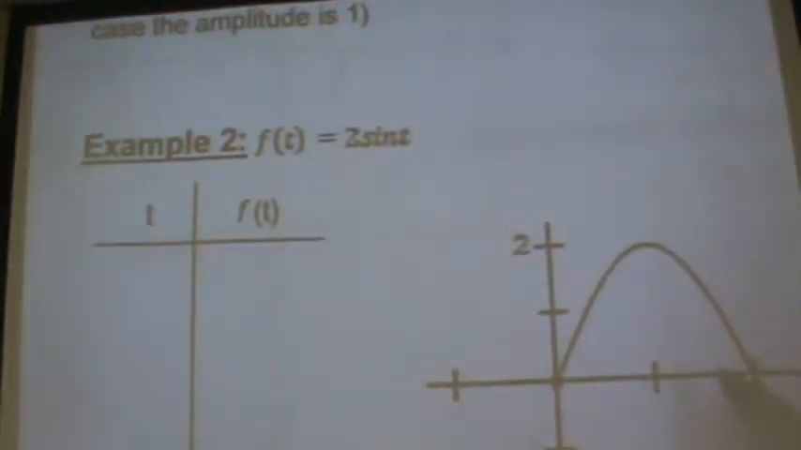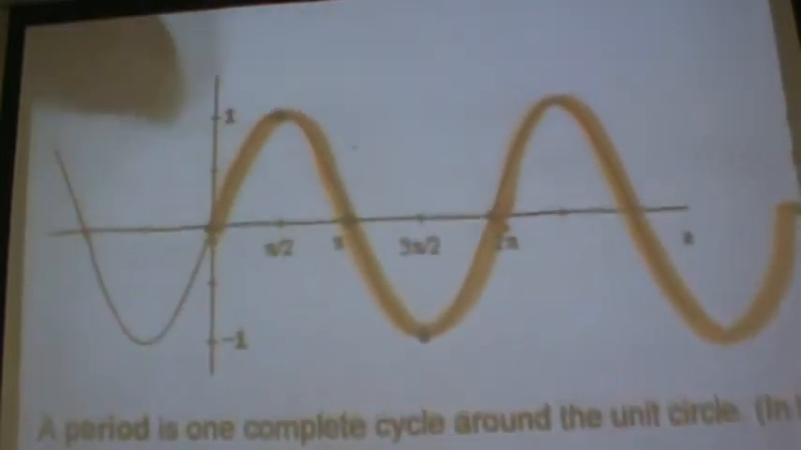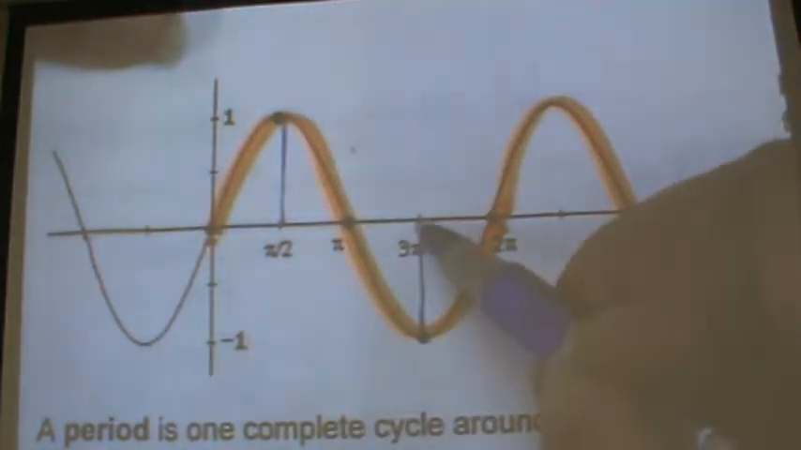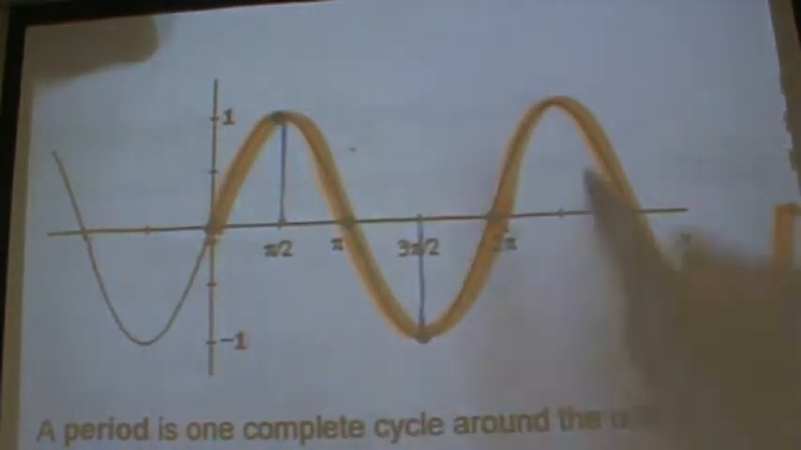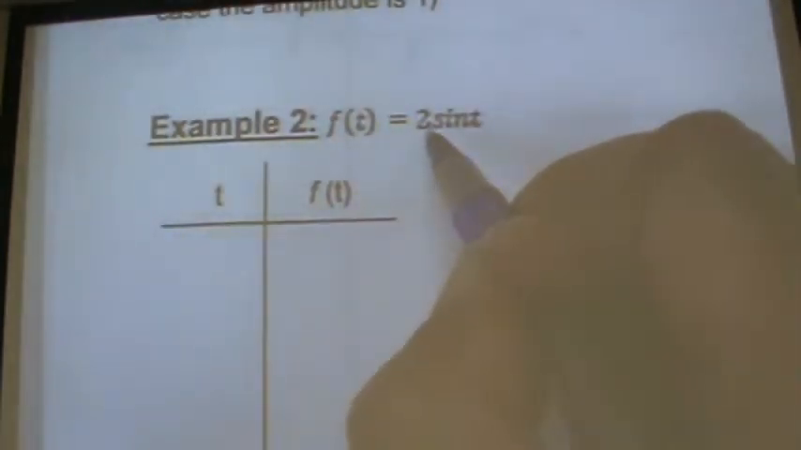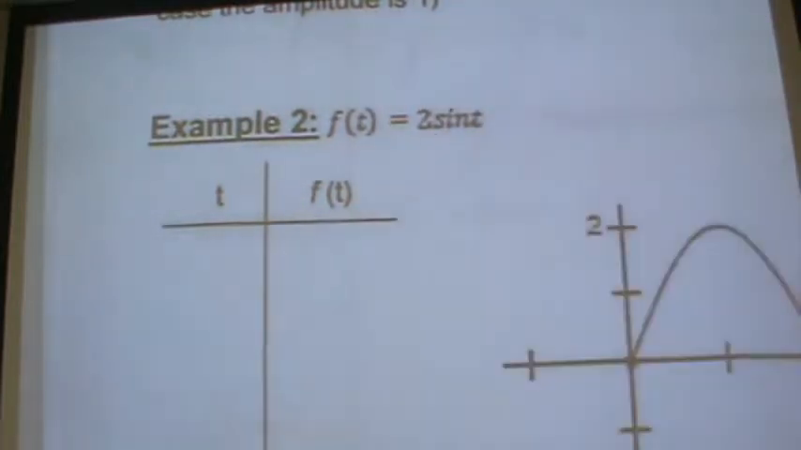Now, how high off the x-axis are you going? That is called the amplitude. In the problem we just did, we were 1 unit off the x-axis. That's called your amplitude. Here's your x-axis. From here to here, that's your maximum value, and your minimum is -1. Where that amplitude comes from is the number in front of the word sine. So this one has a 2 on it.